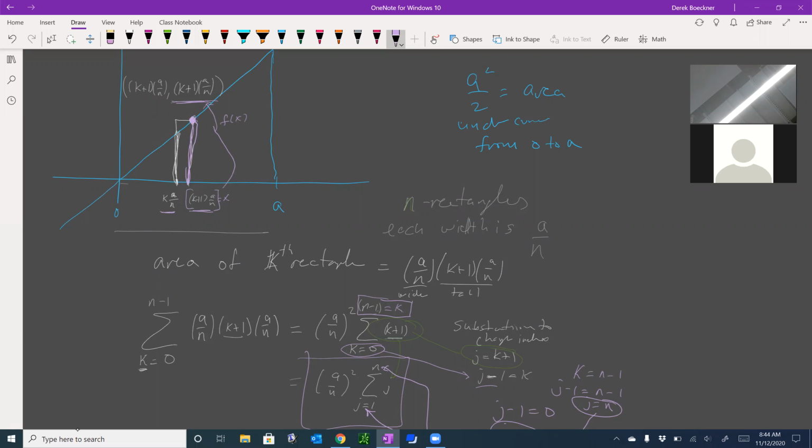And so that goes into my height bit, the tall bit. And the width, we decided earlier that every rectangle was a over n wide. And so there's the width. But you could also just take this minus this to get the width. Does that make sense? And so the area of the kth rectangle is this. It depends on k. I mean, a and n are fixed in this situation, so really all it depends on is the k value.